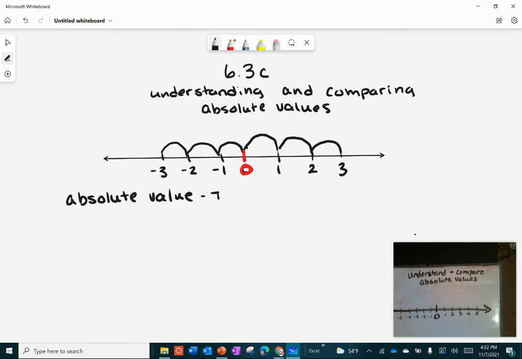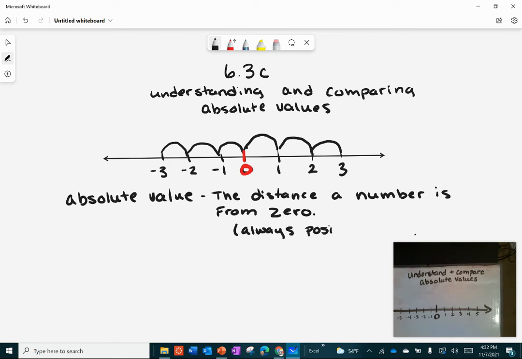So this is the distance a number is from zero. And since it's a distance, it's always going to be a positive number. So I'll just put that in parentheses, that it's always going to be positive. Okay, and we have a special sign that means absolute value. It's two vertical lines. This means absolute value.